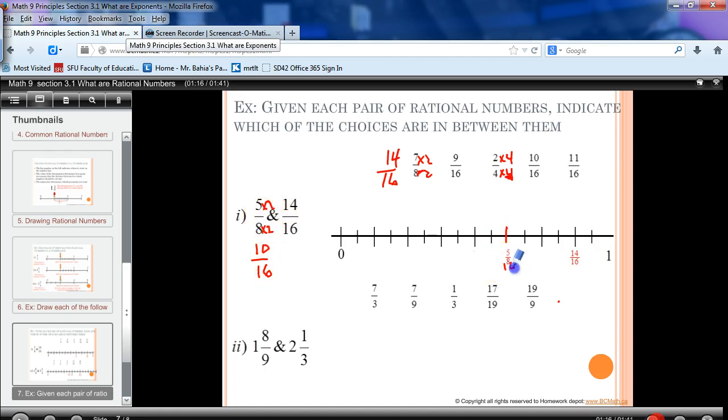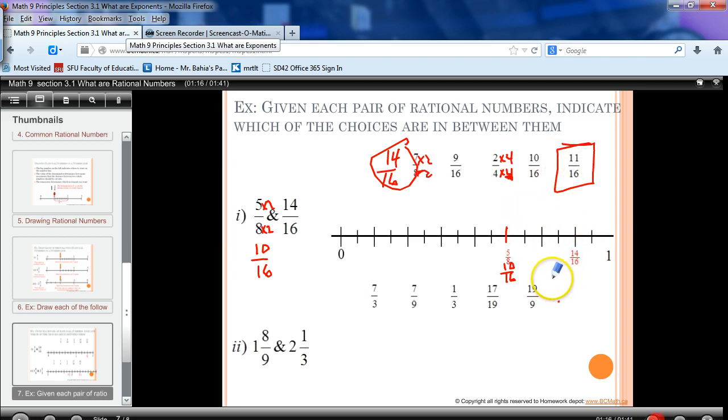So 10/16 would be right here in the number line. 1, 2, 3, 4, 5, 6, 7, 8, 9, 10. 10 out of 16 right there. And then there's 11, 12, 13, 14. 14/16 is going to be right there. So that's not in between. 9/16 is going to be right here. This one, which was 8/16, is going to be here. 8, 9, 10. 10/16 is the same as that. 11/16 is the golden answer. It's the only one between these two. 11/16 would be right there.